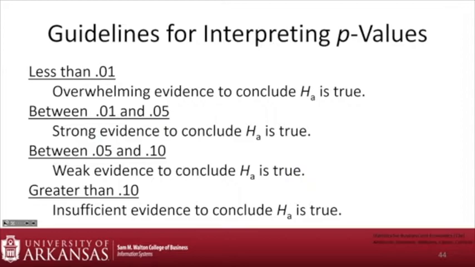So less than 1% of the time, there's overwhelming evidence that we're going to reject our null hypothesis and conclude that our alternative is true. If we're between 1 and 5%, there's strong evidence. Between 5 and 10%, there's weak evidence. And generally, if it's over 10%, we're going to say there's insufficient evidence. So if you want a word, here's a slide.